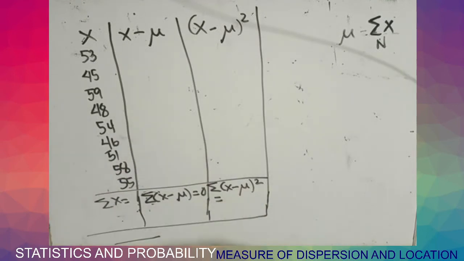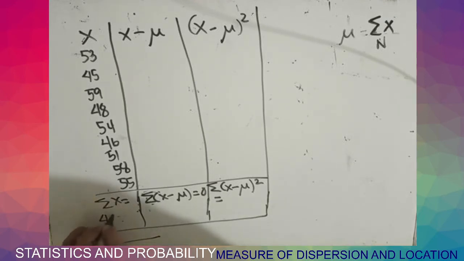Okay. So, ganun pa rin yung process. Pagpaplasin natin yung ating given na data. So, ang data natin ay, saan yan? 53, 45, 59, 48, 54, 46, 51, 58, and 55. Okay. So, sum lang natin. So, ano nakuha niyong sa ng ating x? Okay, 416.